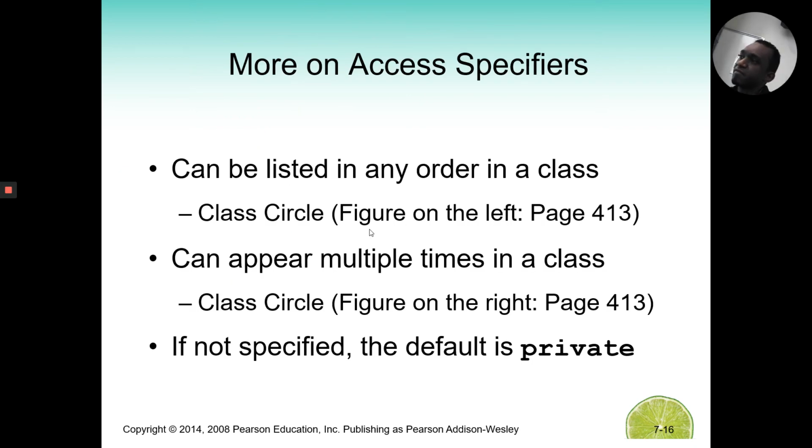Access specifiers can be listed in any order in a class. So you have class circle, and access specifiers can appear multiple times in a class. If not specified, the default is private.